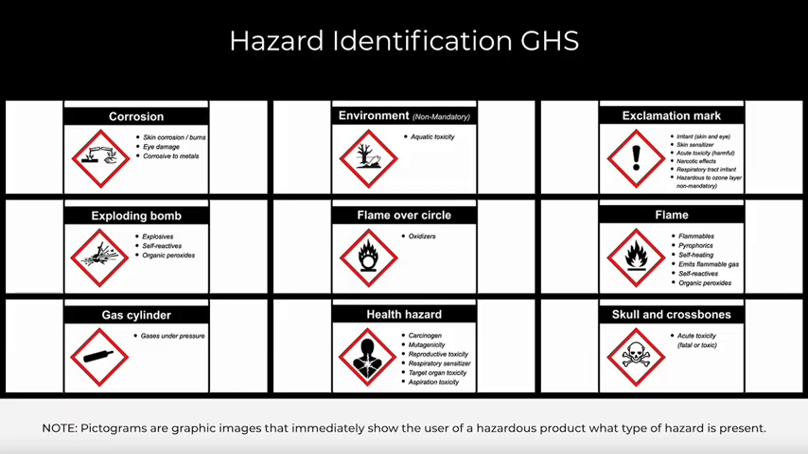Corrosion represents chemicals that cause corrosion or damage to metal. Explosion represents chemicals that are explosive. Environment represents chemicals that are harmful to the environment. Skull and crossbones represents toxic or highly toxic chemicals. By understanding these pictograms, users can quickly and easily identify the hazards present in a chemical and take the necessary precautions to handle it safely.